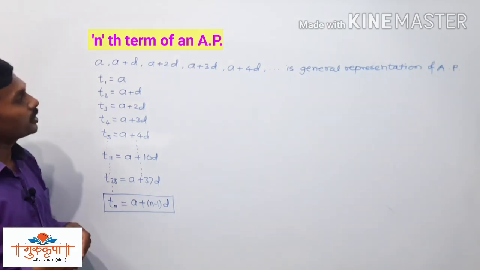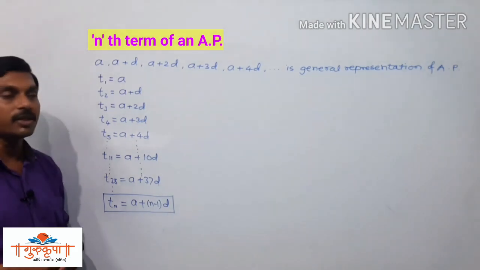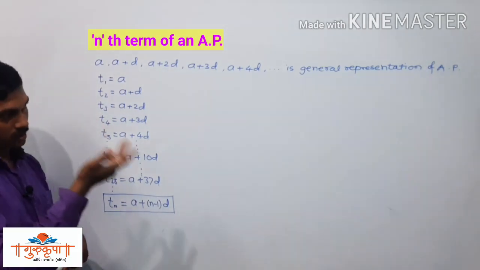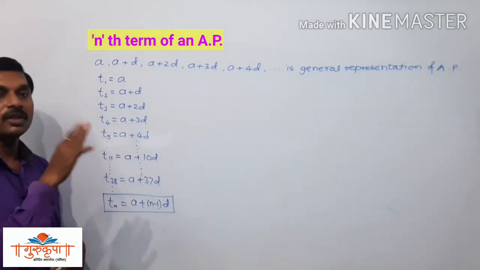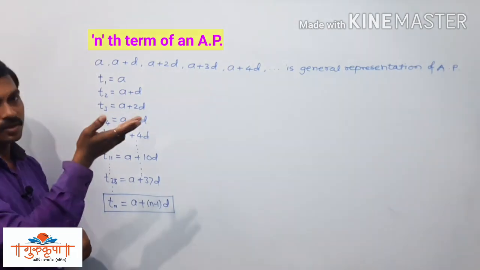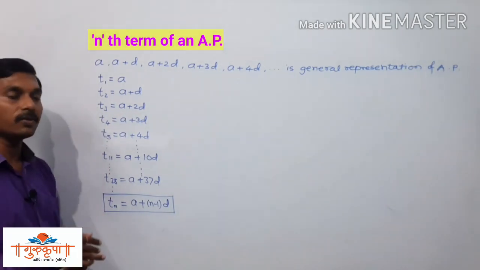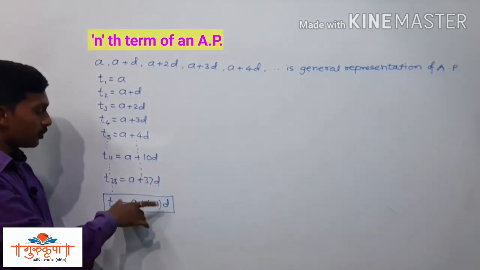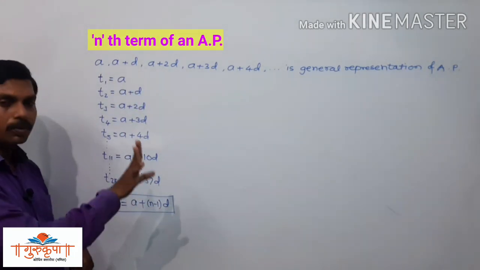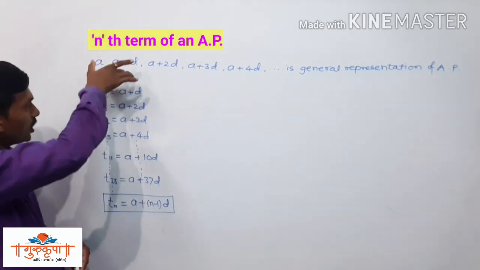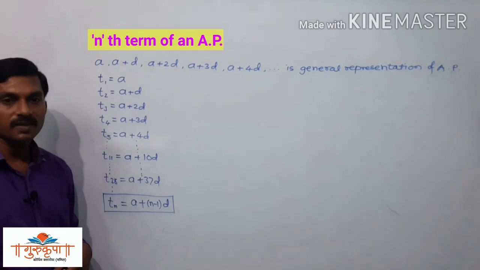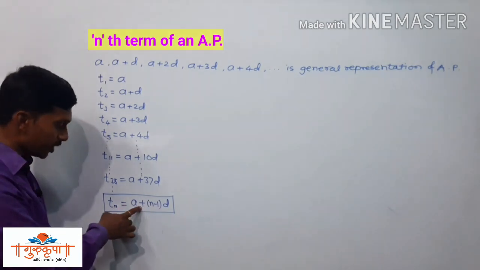Now we have practice set 3.2, which depends upon this formula. We have to find the number of terms of the given AP. Whatever number of terms is given, we have to find it by using this formula. Remember this formula carefully. There is no need to learn it by heart. You can easily get this formula by observation only.